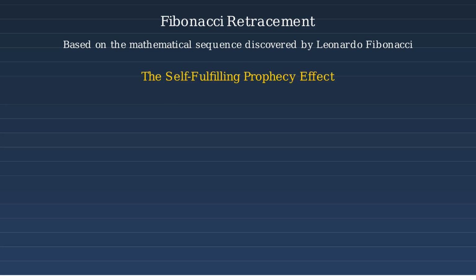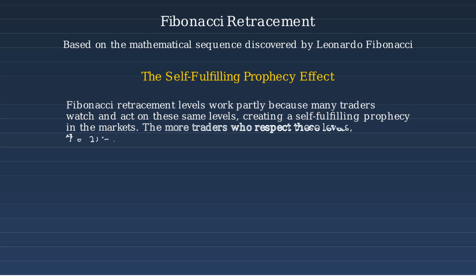Fibonacci retracement levels demonstrate a fascinating psychological phenomenon in trading, the self-fulfilling prophecy effect. These levels work partly because many traders watch and act on these same levels. When enough traders place orders at Fibonacci levels, price tends to react at those levels, reinforcing their significance.